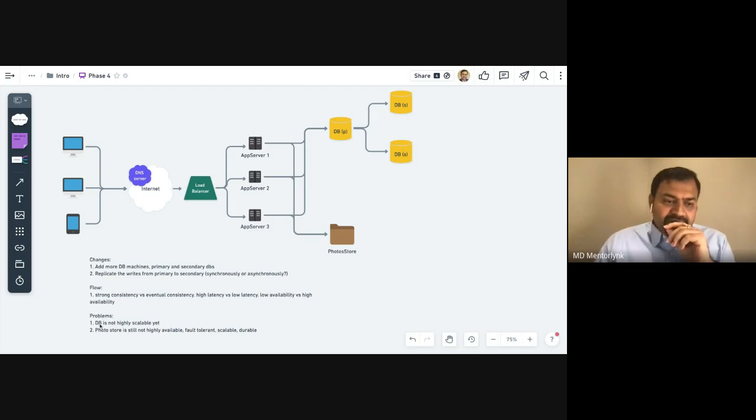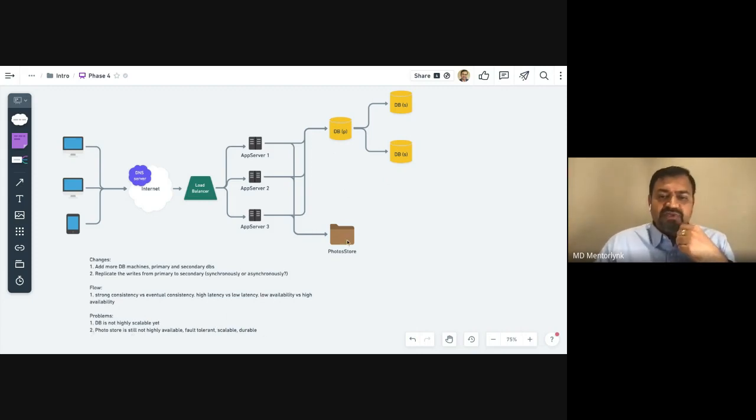Understood. What are still the problems? Database is not highly scalable yet, right? In the sense like, okay, this is write and those are read replicas. Let's say if it is write heavy, and we are always thinking about this is the primary, you want to write to this primary and then these are secondary. This is good for high reads, but high writes still this will be a bottleneck. It's not failing, but it's a bottleneck, right? So we need to think about that.